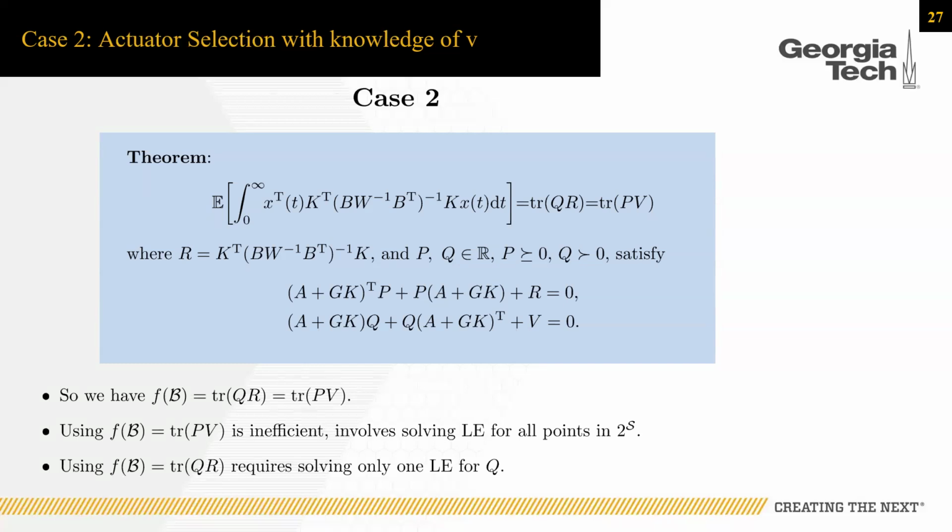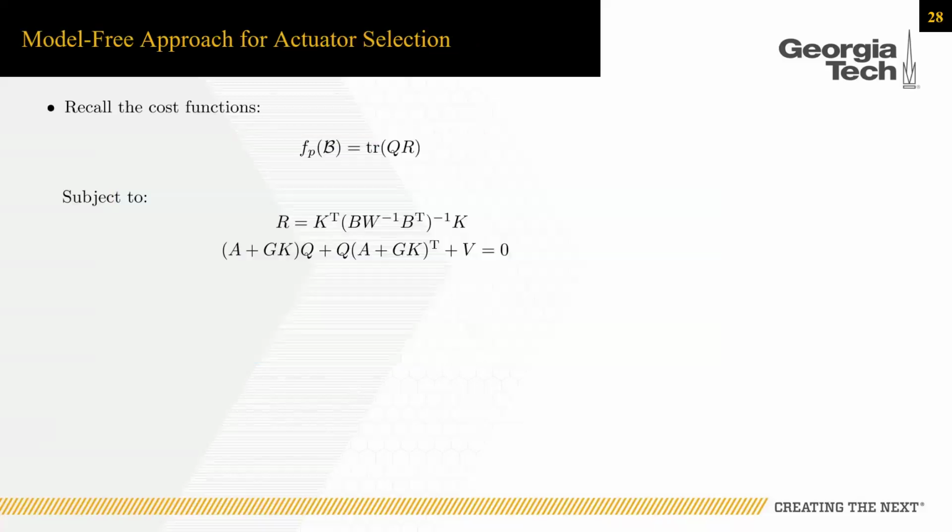So there are problems with this one. The first one, the trace PV, is inefficient because I have to solve the Lyapunov equations for all points in the set mathcal S. While if I do QR, then I solve only one Lyapunov equation for Q. Okay. So of course I will pick the second one, right? I can pick the second one, but can I do it in a model-free way, right? Okay. So the cost function is, again, I picked it and then subject to these equations that you see over there. So again, I want to minimize this trace given that I have these matrix equations that you see below.